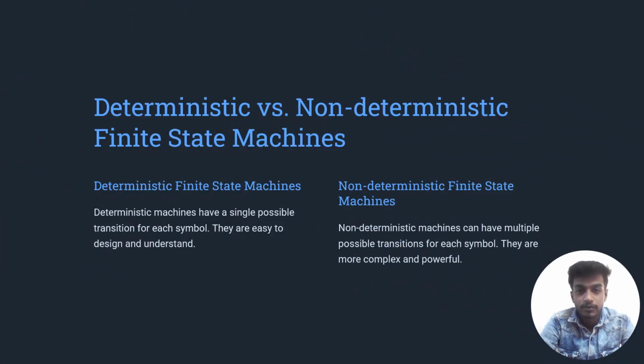Next, we will discuss deterministic finite state machines versus non-deterministic finite state machines. Deterministic finite state machines have a single possible transition for each symbol, so they are easy to design and easy to understand. Non-deterministic finite state machines can have multiple possible transitions for each symbol, so they are more complex and more powerful than deterministic finite state machines.